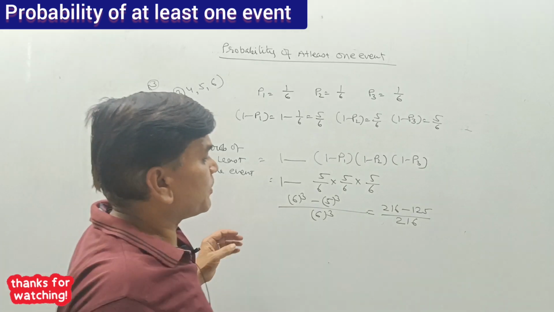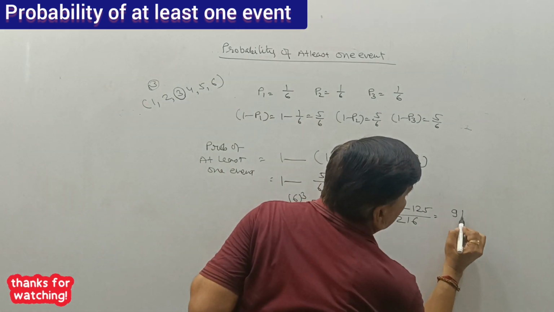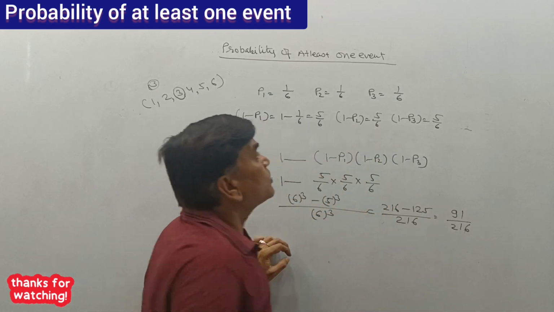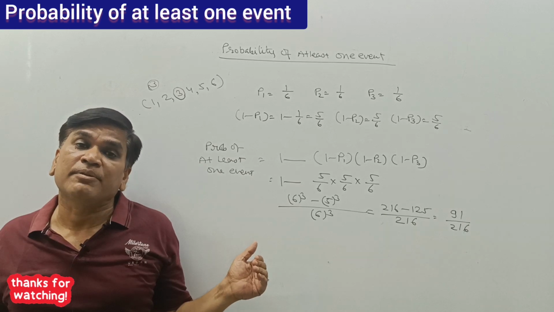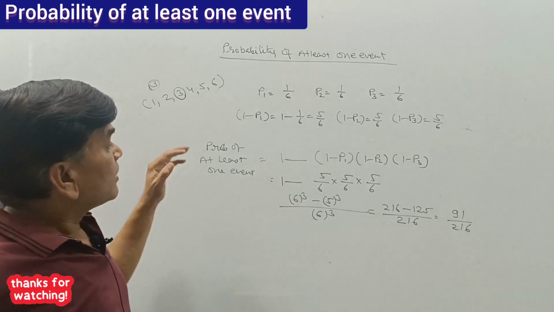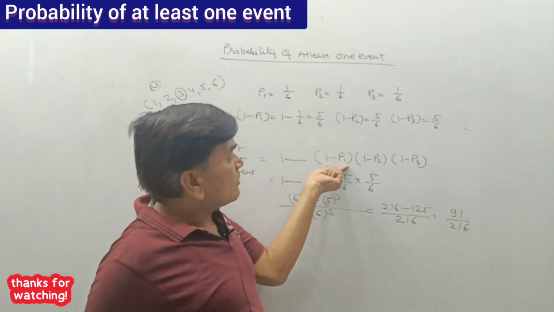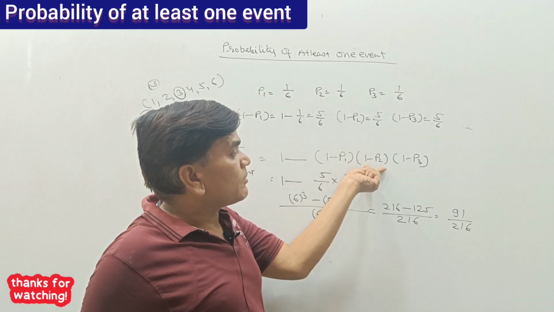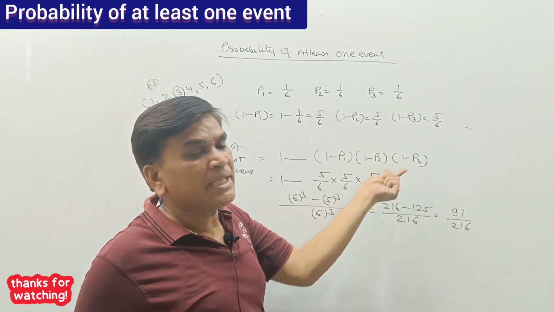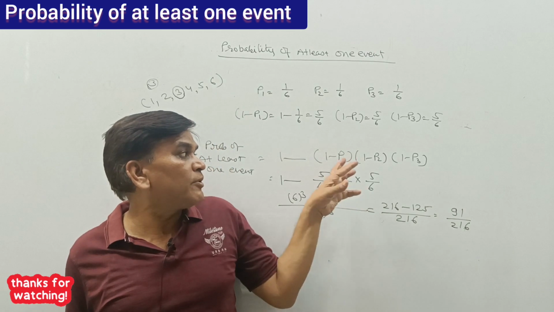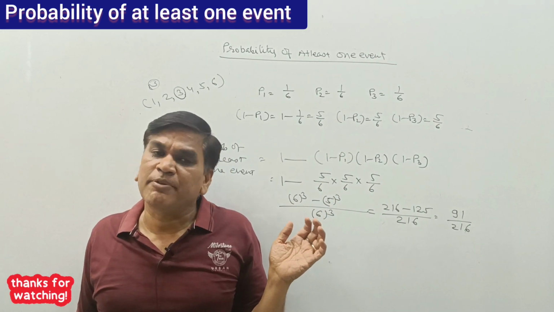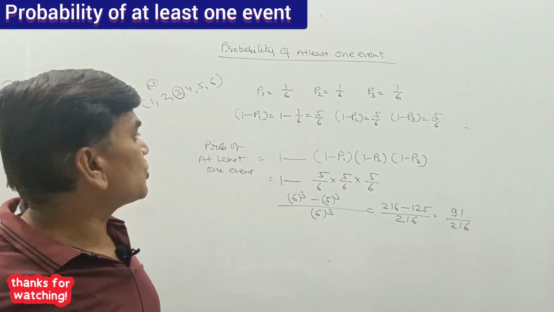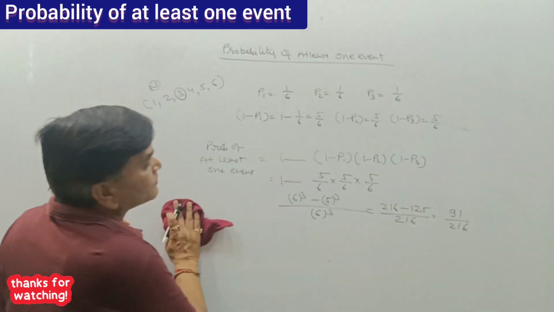So 91 upon 216. Answer will be 216. In probability of at least one event, what you have to do is 1 minus P1 multiplied by 1 minus P2 multiplied by 1 minus P3. If 3 events are there. If 2 events are there, that will be 1 minus P1 multiplied by 1 minus P2. We will have some more questions related to this.